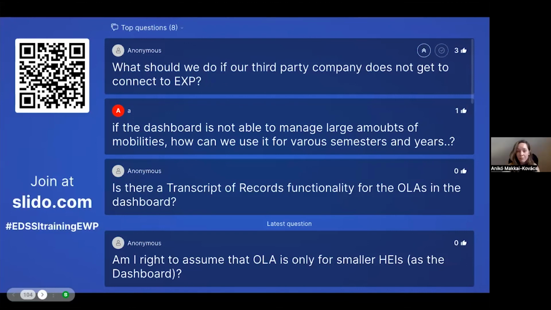Exactly, or combine. I mean, you don't have to entirely leave the current company that you are working with, and hopefully you are having a good relationship with them, and you are satisfied with their service. So you can just basically transfer some of the functionalities to a tool that is able to communicate with EWP. Otherwise, you are basically segregated from the other institutions, and you are not in the flow or bloodstream of the European Erasmus program.